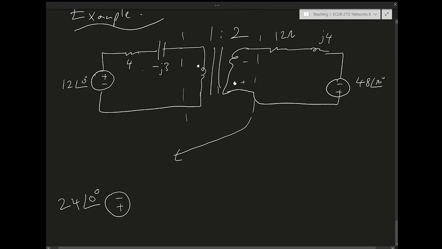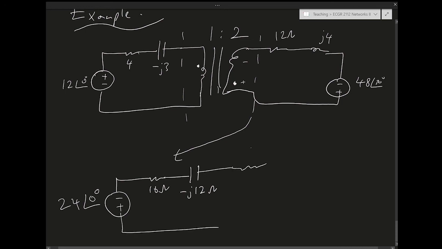Right? Now I want to reflect the primary to the secondary. So in this case, it's just going to be the primary times n squared, right? So it's primary times n squared. n is 2, so it's going to be times 4. So it's going to be 16 ohms minus J12 ohms, right? And that's it. That's the Thevenin equivalent circuit.